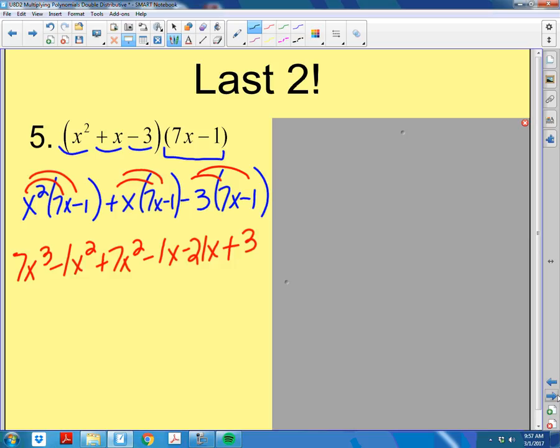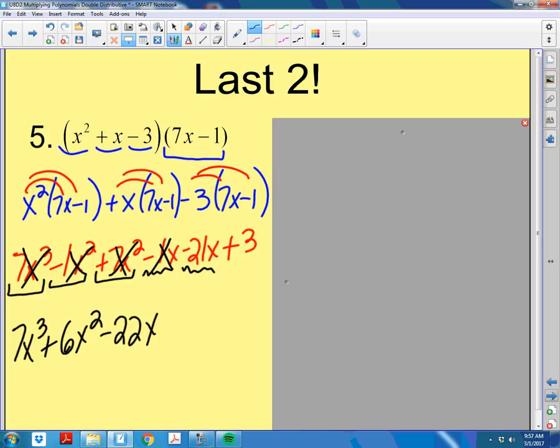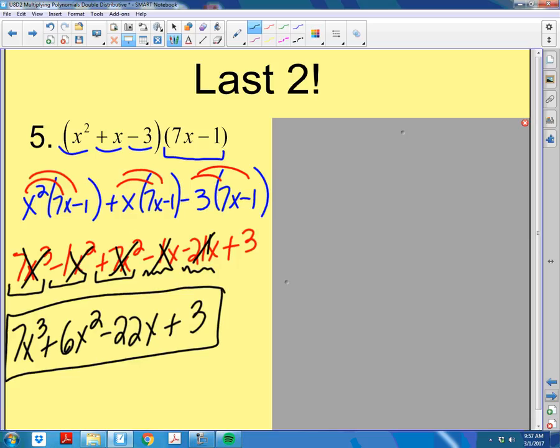The way I simplify is I start with the first term, and I look for any other like terms. Are there any other x to the third, guys? No. So we bring it down. 7x to the third. I'm done with him. Then I have an x squared guy and another x squared guy. There are no other x squared guys on the board, so I end up with plus 6x squared. Done with them. I end up with minus 1x, minus 21x. What is it? Minus 22x, good, and plus 3. And that is the product of that.